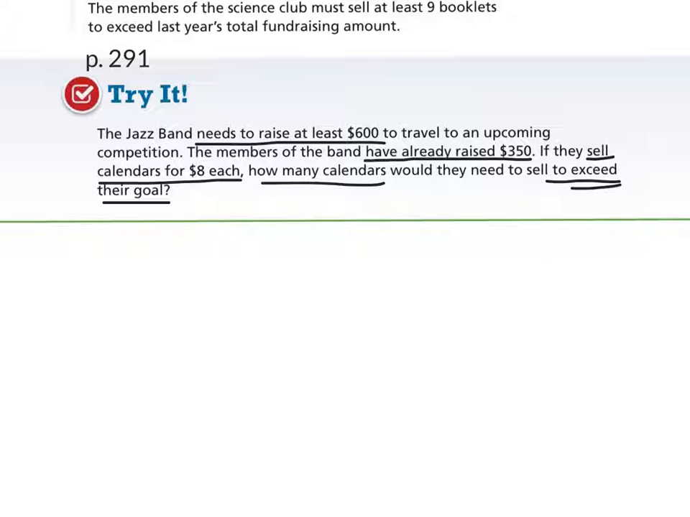Okay, so we can think about on this problem, how much do they have so far? $350 that they've got so far, okay? And then they're going to sell some calendars. How much are they selling the calendars for? $8 each. Do we know how many calendars they're selling? No. Okay, what are we going to put there then? X or something. Okay, we can put a variable. We could do C for calendars if you want. So $8 times however many calendars.